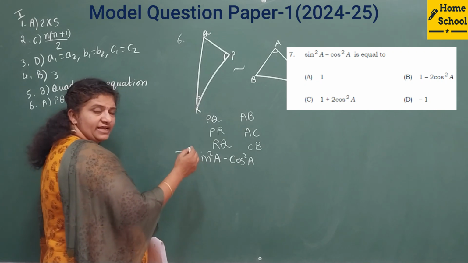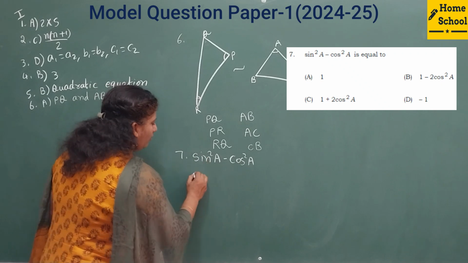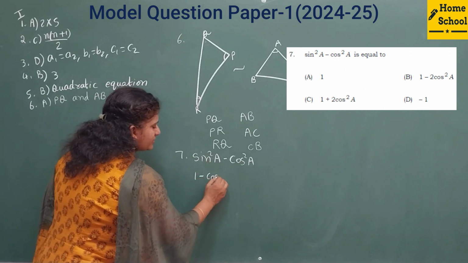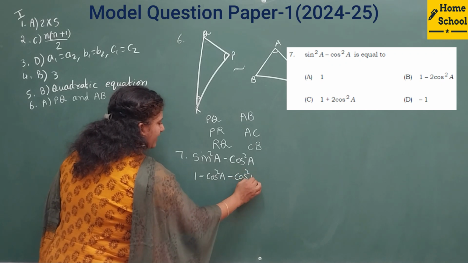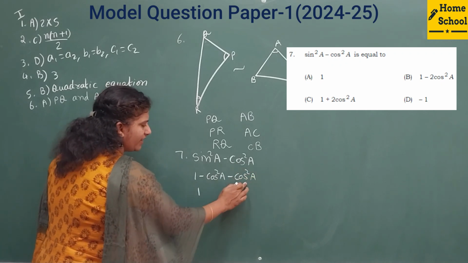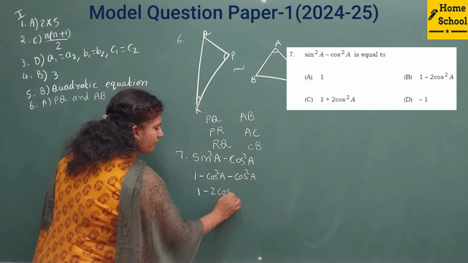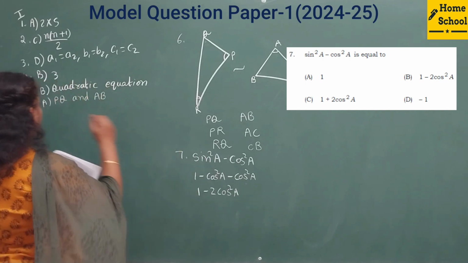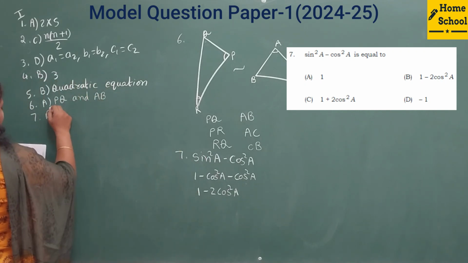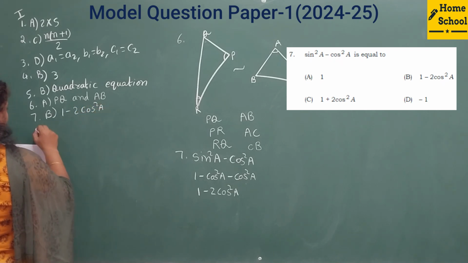How can we change? Sin square A plus cos square A is 1. Sin square A is equal to 1 minus cos square A. Write this, minus cos square A. Minus cos square A minus cos square A will be minus 2 cos square A. So check for the option. It is option B, 1 minus 2 cos square A.